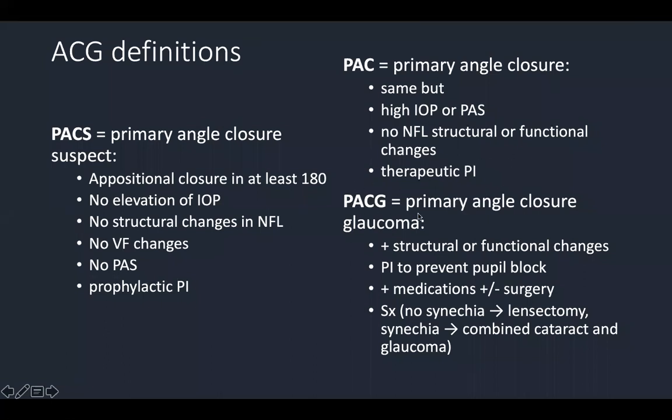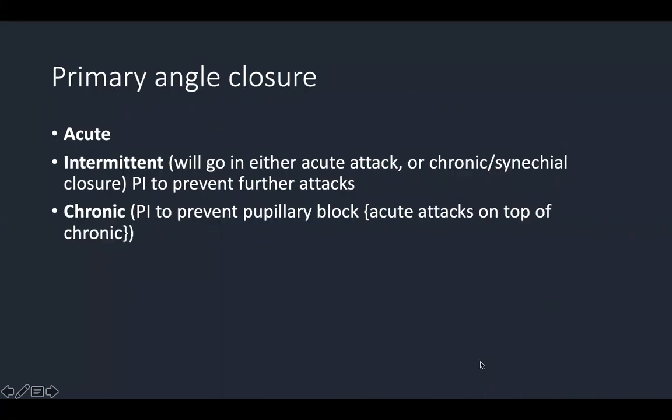And then the primary angle closure glaucoma, where the optic nerve is affected. So that's why we're calling it glaucoma. There is high IOP or PAS plus structural or functional optic nerve changes. Those patients will need follow-up after PI to see if they will still need further treatment, either by medical or surgical means, okay? I just mentioned this one because you will find it in books, not to be confused.